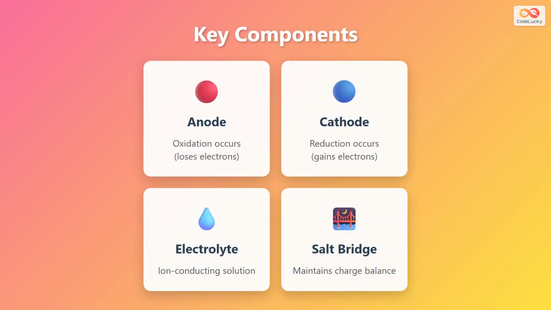Every galvanic cell consists of four essential components. First, the anode, which is the electrode where oxidation occurs and electrons are lost. Second, the cathode, where reduction takes place and electrons are gained. Third, the electrolyte, which is an ion-conducting solution that allows ions to move between the electrodes. And fourth, the salt bridge, which maintains electrical neutrality by allowing ions to flow between the two half cells.